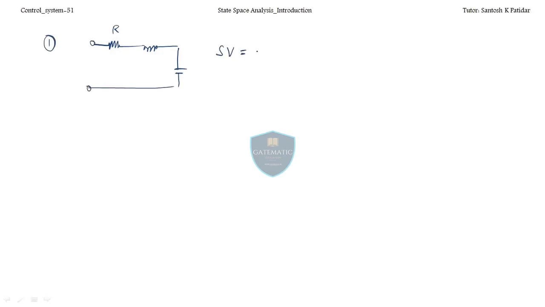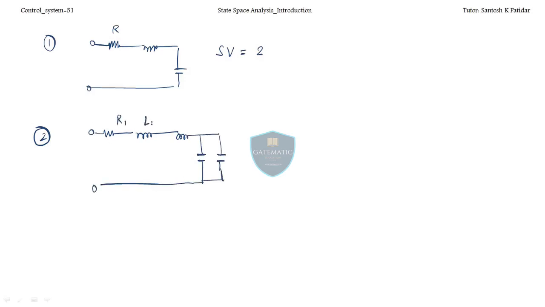What you will say? You will reply 2. Okay. Now the circuit is kind of R, inductor, capacitor, 2 capacitor, like this. Now I'll ask you how many state variables you have.